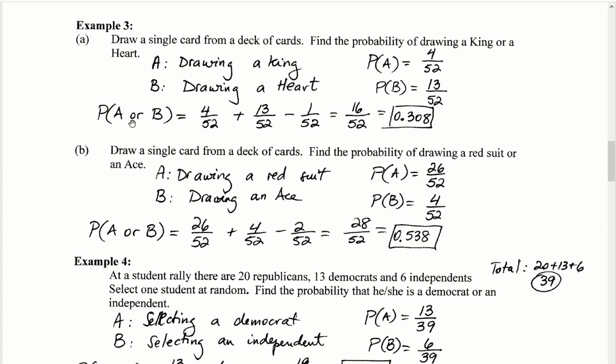According to the addition rule, the probability of a king or a heart would be the probability of a king. There's 4 kings in the deck out of 52, so that's 4 out of 52, plus the probability of drawing a heart. There's 13 hearts out of 52 cards, and then we have to subtract off the probability of getting a card that is both a king and a heart. Well, a king and a heart, that's just one card in the deck. That's specifically the King of Hearts card, and there's just one of them out of 52. So in this case, the probability of A or B is going to end up being 16 out of 52, which would be about 0.308.